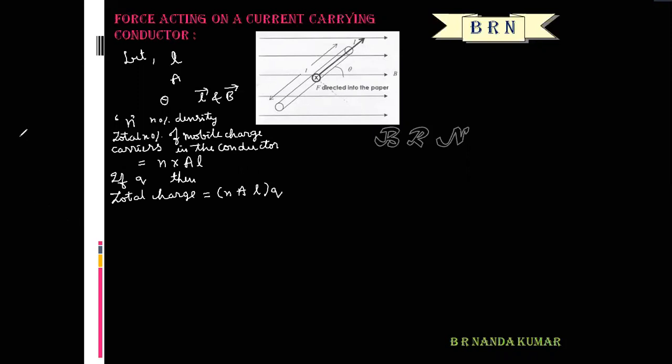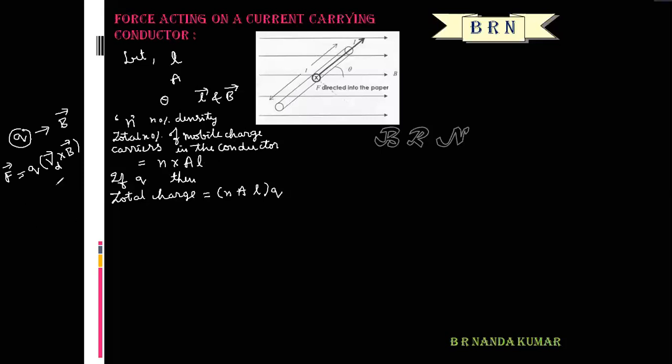Right? If one mobile charge carrier, that is q, is moving in the presence of magnetic field, it will experience force F vector is equal to q of v cross B. So here the velocity of mobile charge carrier is v vector, that is the drift velocity of charge carrier. What is the meaning of drift velocity? The average velocity with which a free electron in a conductor gets drifted in a direction opposite to the direction of the applied electric field. So here mobile charge carrier means free electron.